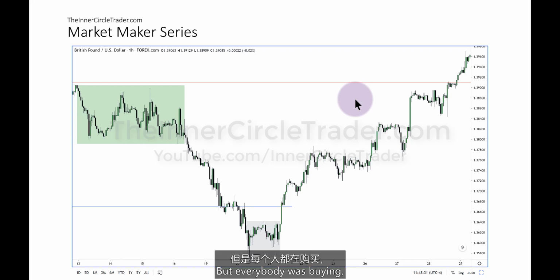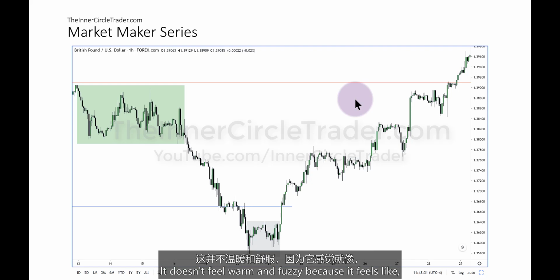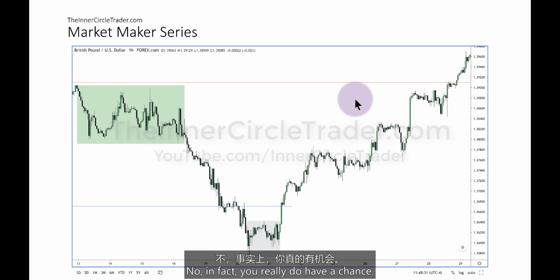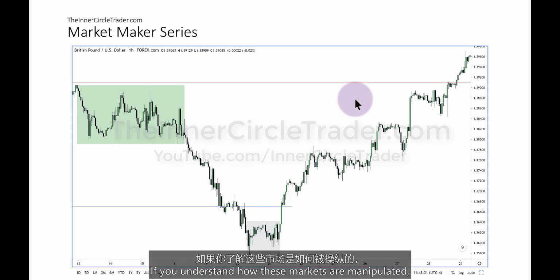But everybody was buying, but it just still didn't send price higher. It went the other way because these markets are manipulated. They're controlled, folks. I know it doesn't feel good to hear that. It doesn't feel warm and fuzzy because it feels like, man, I really don't have a chance. No, in fact, you really do have a chance. If you understand how these markets are manipulated, you follow suit with what the algorithm will do.